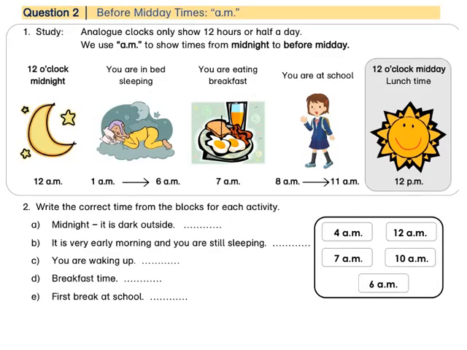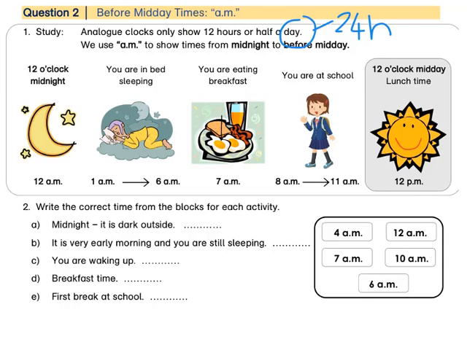Question 2. Before midday times or AM times. Let's study. Analog clocks only show 12 hours or half a day. 12 hours is half of a day because we know that one full day is equal to 24 hours. So on an analog clock, we only see half the day at a time.